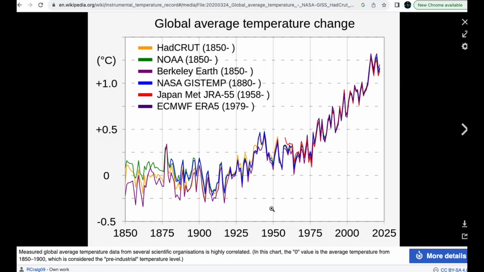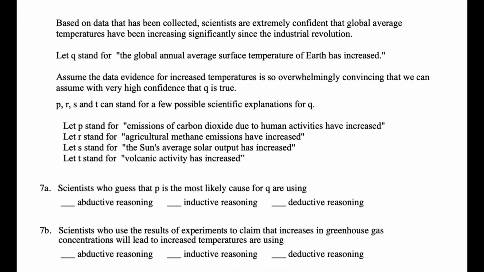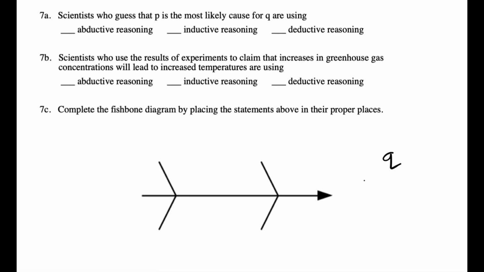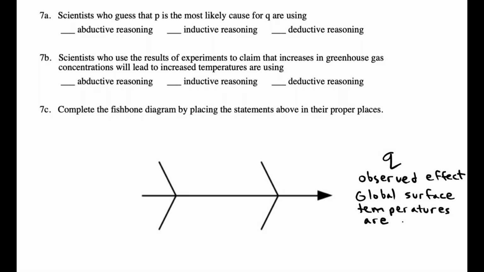But anyways, let's assume that they're right about this, just for an instant. We'll just make that assumption for the purposes of the question. If we assume that evidence for increased temperatures is so overwhelmingly convincing, if we assume that it's true with high confidence, then what we're talking about is an effect, Q. The observed effect is that temperatures are going up, according to the data. So I'll say global surface temperatures are increasing. And a lot of people want to know why.